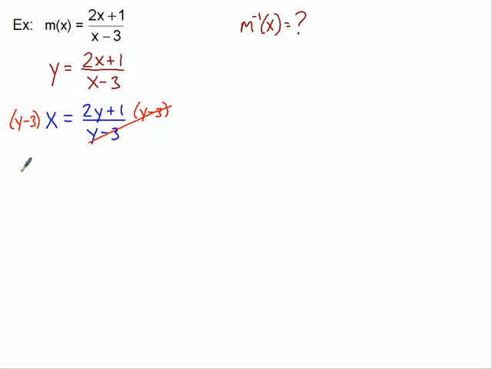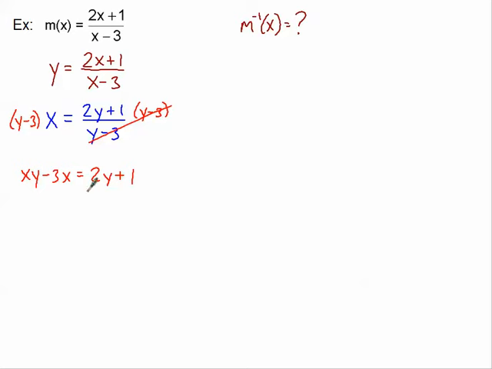I'll go ahead and distribute here. I'll get xy minus 3x is equal to 2y plus 1. So in this situation, we're going to have to deal with a few times this year, where we have multiple terms that have the variable that we're looking for. In this case, we have an xy term and we have a 2y term.